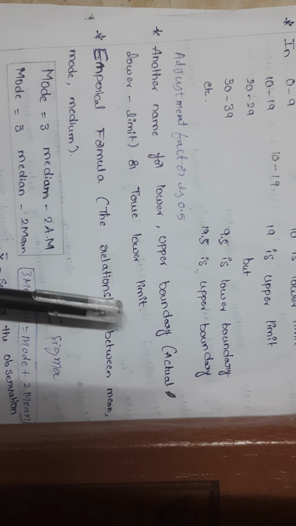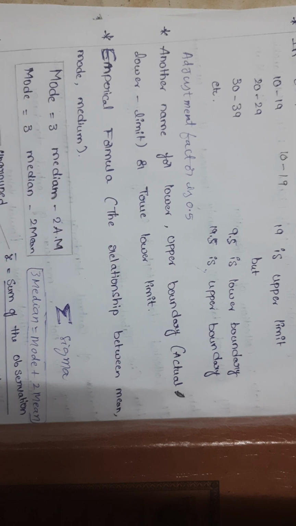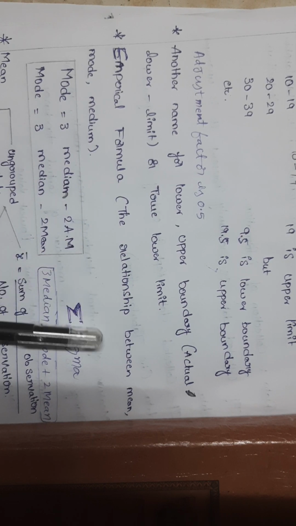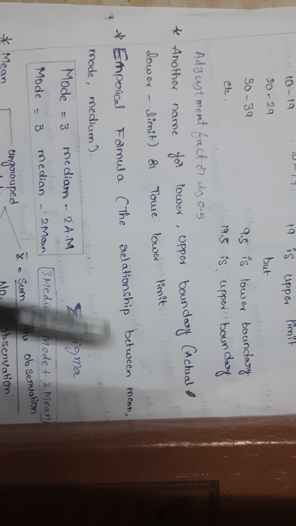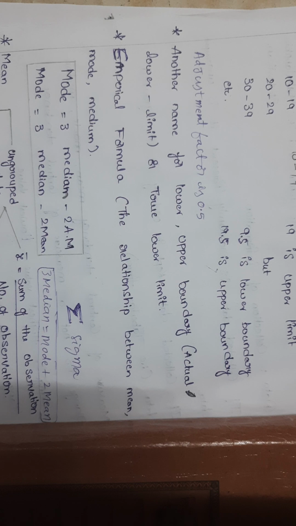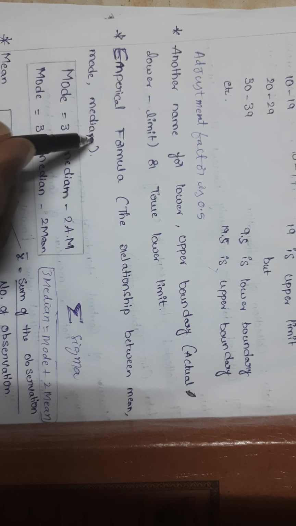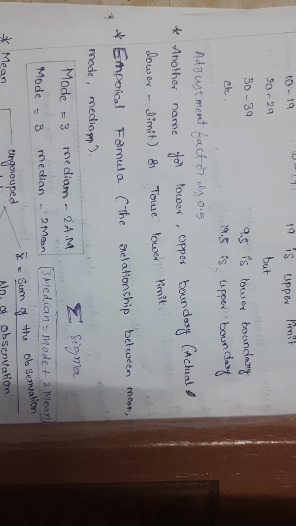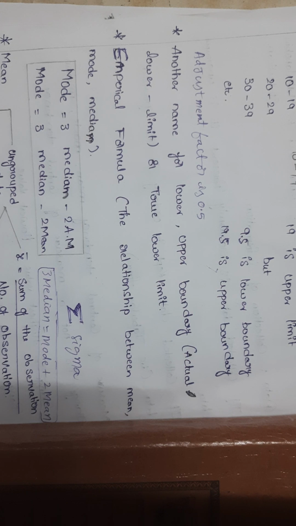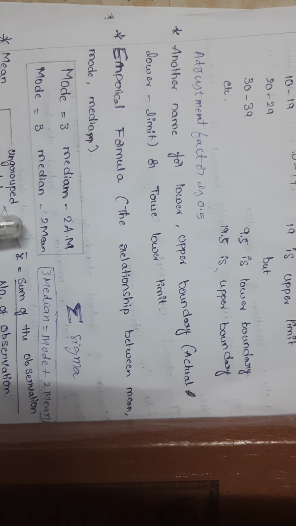Sometimes they give these as bits, which is why I am telling this. Empirical formula means the relationship between mean, mode and median. All these we will discuss afterwards, and I shall explain each and every word. But I am mentioning the empirical formula at the start so you don't forget it: mode is equal to 3 median minus 2 AM, where AM means arithmetic mean. Mode is equal to 3 median minus 2 mean.